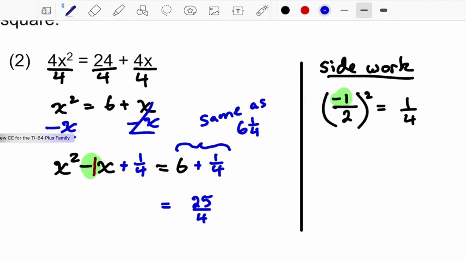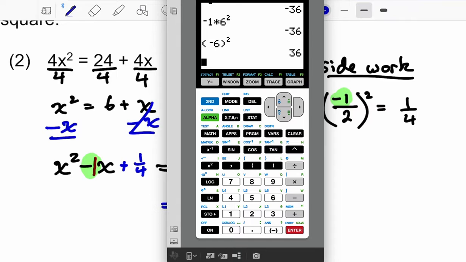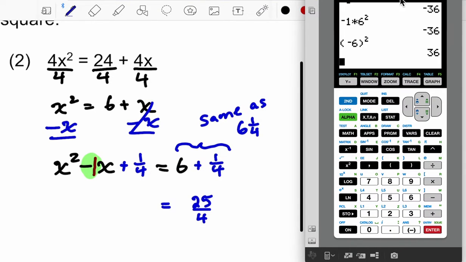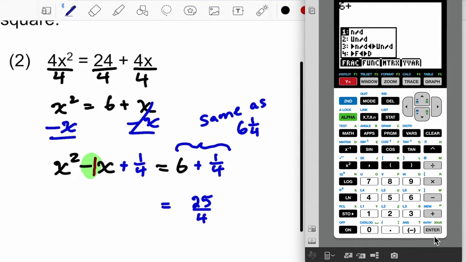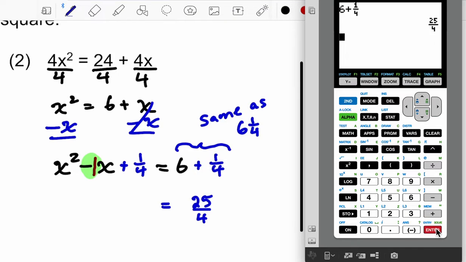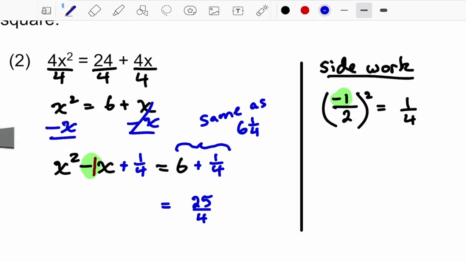However, as impressive as that would be, you could also just add them on your calculator. So 6 plus alpha y equals n over d, the fraction tool, 1/4, and it'll add them and put it in simplest form, so you don't have to worry about doing it manually. Maybe give it a shot doing it in your head and then verify in the calculator, because we always like to make sure that we didn't just make a careless error.